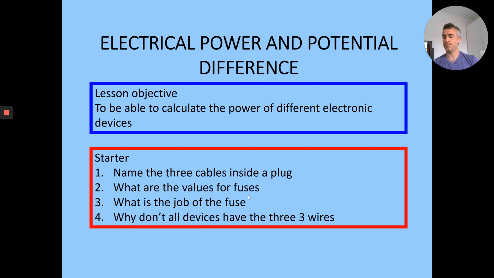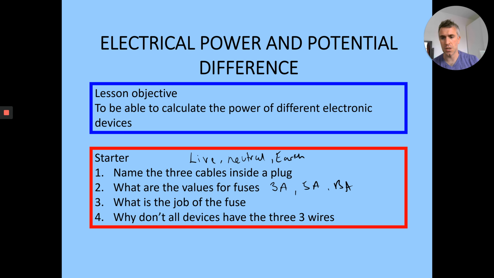Okay. Getting ready. The pen's not working very well today, so we'll see if it works. What are the three cables inside a plug? We have the live, neutral, and earth. Excellent. What are the values for fuses? There are other values, but the most common are 3, 5, and 13 amperes.